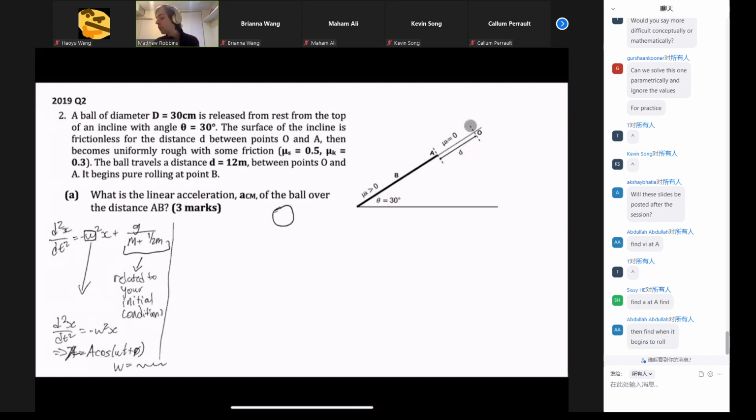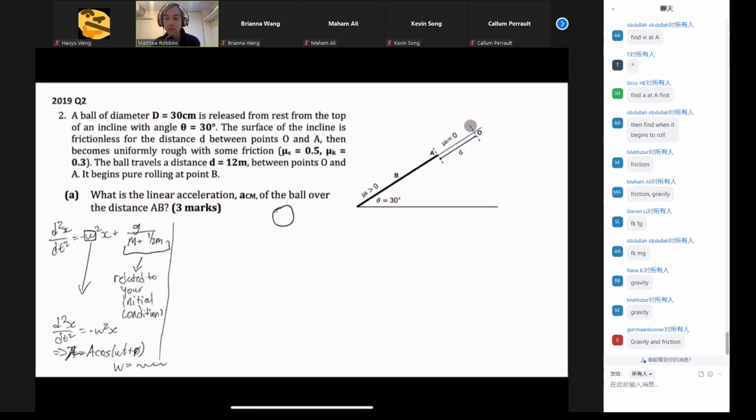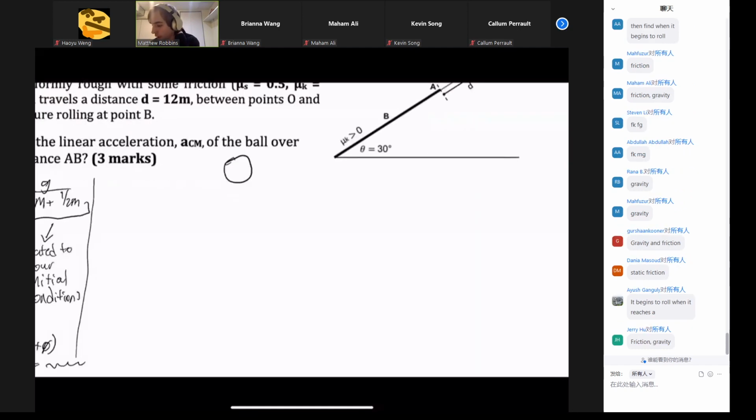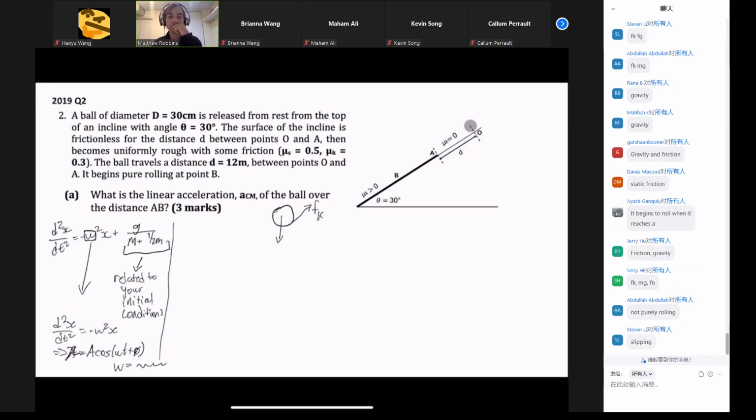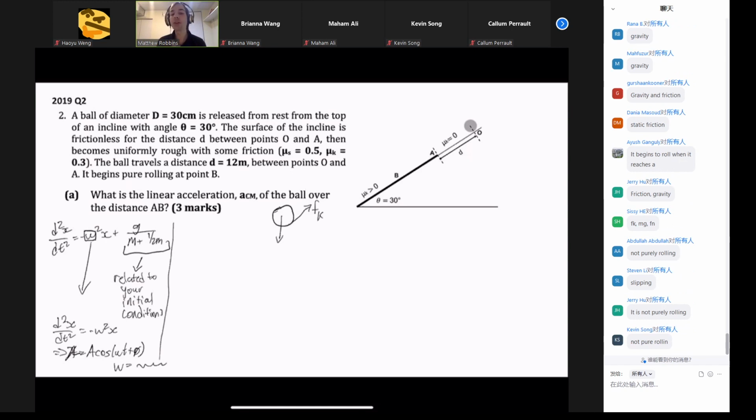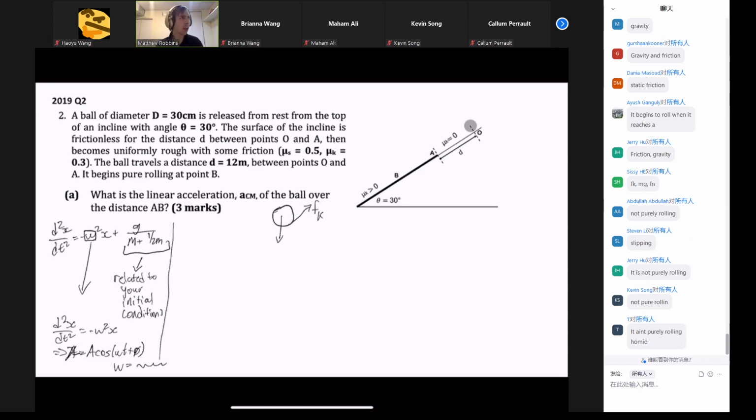So let me ask you this question. Over the distance AB, what forces are acting on the ball? We have gravity and we have the force of kinetic friction. Why specifically kinetic friction? Because we are not purely rolling, because we are slipping. So this problem over A and B is similar to something that was done in the textbook example 9-2. The difference is here we have slipping. In the textbook, it was not slipping.